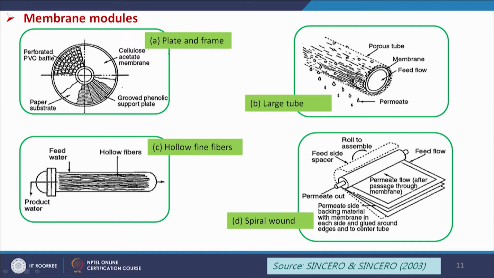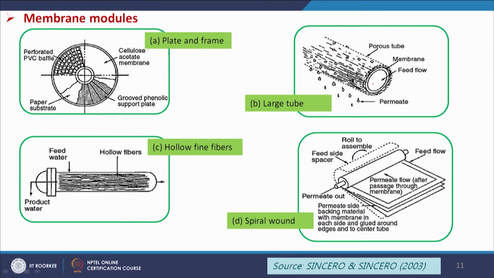That is a plate and frame, just like a plate and frame filter press, where we have one frame and another plate, and inside we have some membrane. So, that is one enlarged tube. We have a porous tube, and then either inside or outside we have a membrane. Then the feed flow, if it goes inside, we will be getting permeate from the outside of it. Then there are hollow fine fibers. Here also it works in a similar way, but the dimensions are different in tubular and hollow fiber.